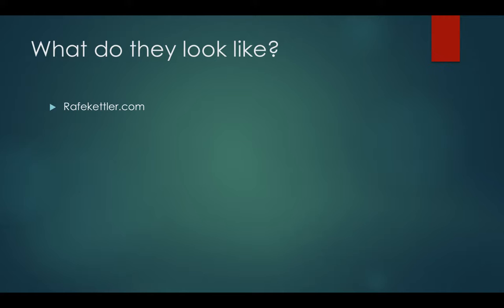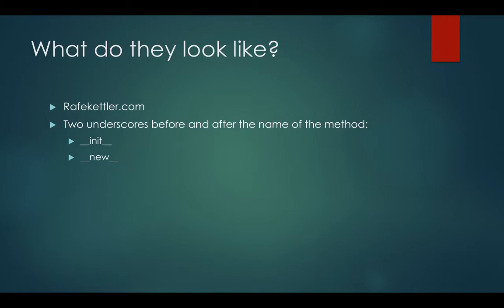So, what do magic methods look like? If you've worked in Python, you've likely seen one. They have two underscores both before and after the name. Here are two extremely common examples, init and new. These are called whenever you create an instance of an object in Python.